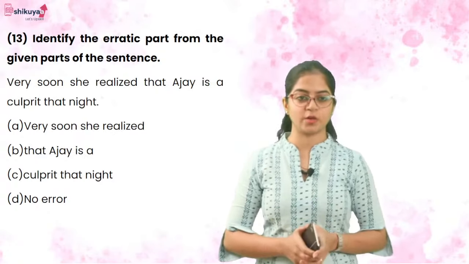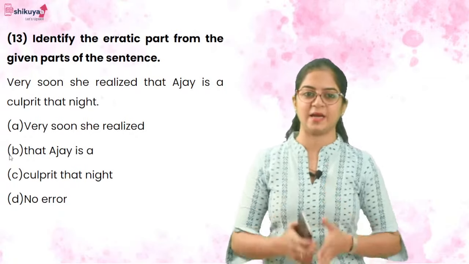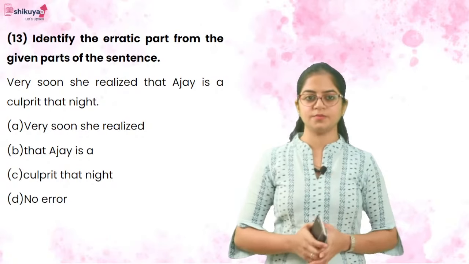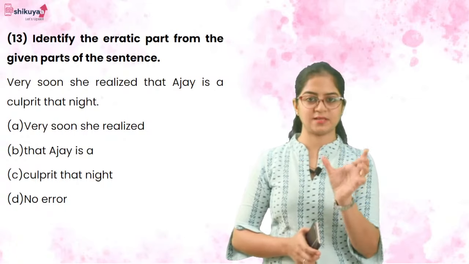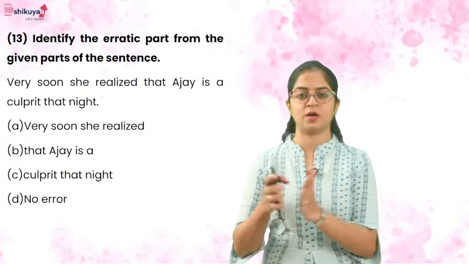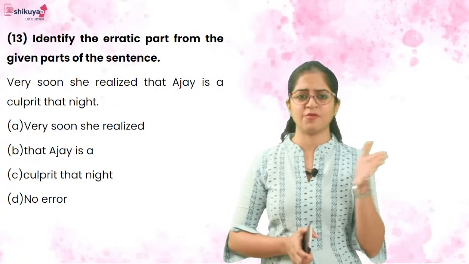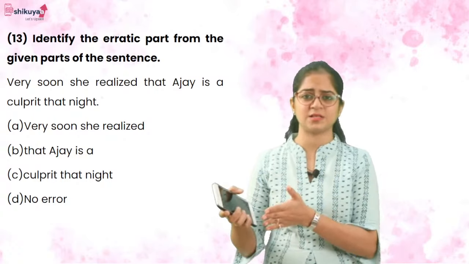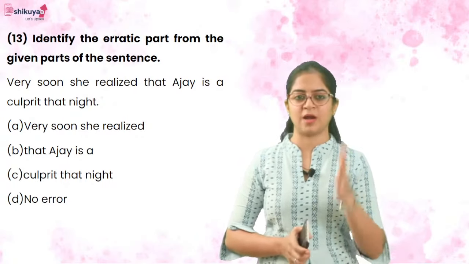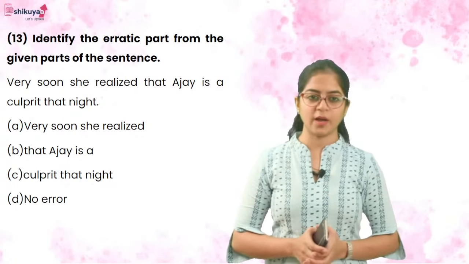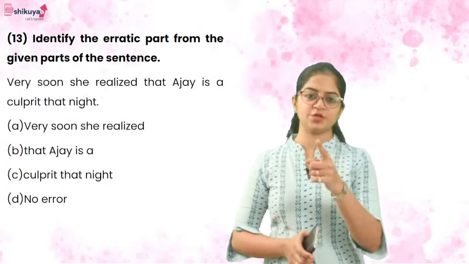Let us try the next question now. Very soon she realized that Ajay is a culprit that night. What would be the error? Very soon she realized, okay, the word realized gives us a hint of past tense. That Ajay is a, now suddenly this is present tense, right? So something went wrong with this part. So the error lies in part B. Ajay was a culprit, it should be. Well, so B is your answer.